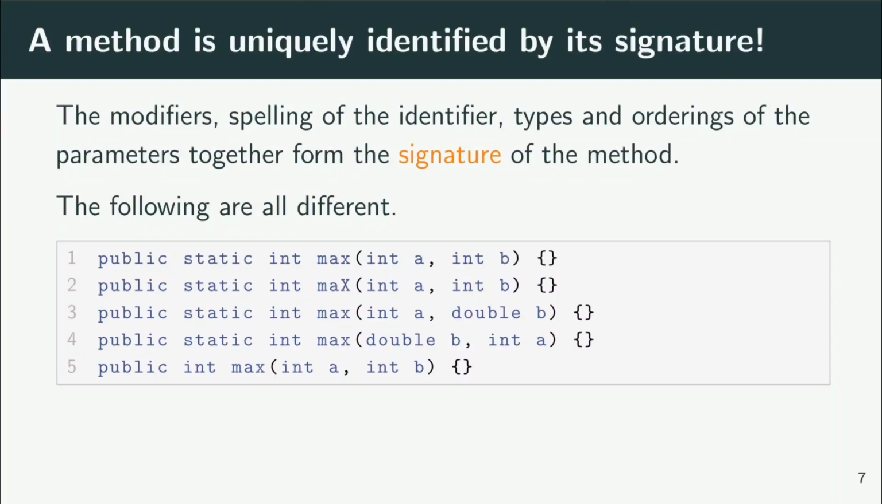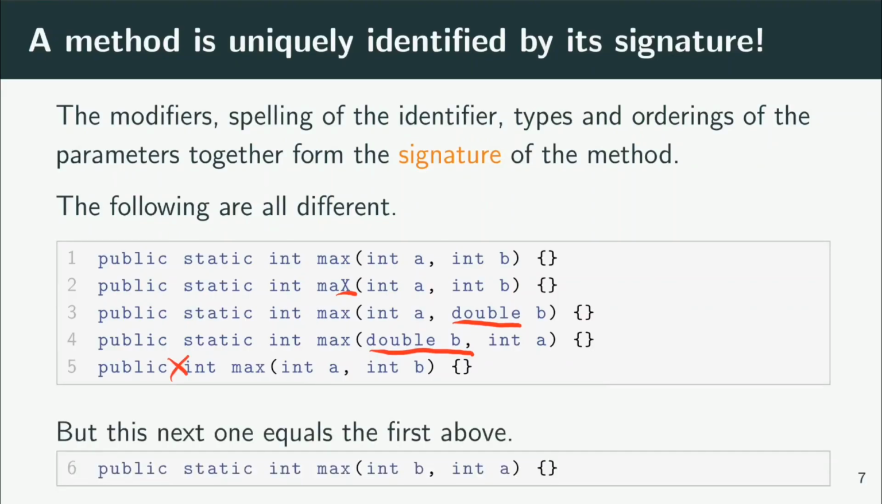The second one is different from the first because the identifier is different. Remember that Java is case sensitive, so a capital X is different from a lowercase x. The third one is different from the other two because its second parameter is of type double, whereas previously we had only integer arguments. The fourth one is different from especially the third one, because although we have an integer argument a and a double argument b, the ordering is different and ordering matters when it comes to the signature. And finally, the last one is different from all the other ones because we are missing a modifier static here.